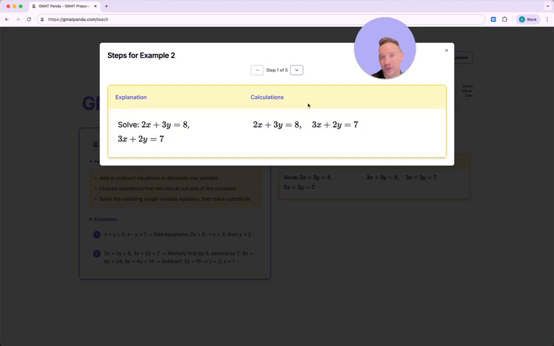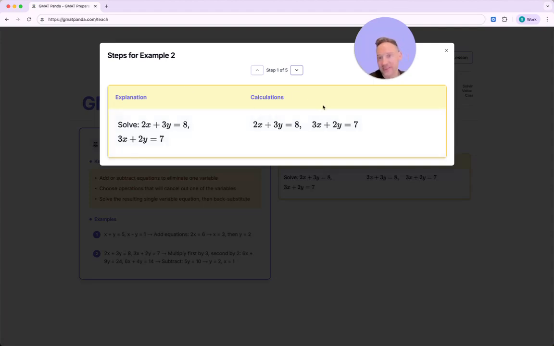Now let's have a look at a more complicated one to see how the combination method can work. So in this case, we've got 2x plus 3y equals 8, and 3x plus 2y equals 7. So if we were to use the first method, the substitution method, we would need to isolate x or y here first. And if you think a little bit ahead, that's going to involve dividing by 2 or 3 at some point, and that's going to make some fractions appear. It's going to be a little bit ugly.